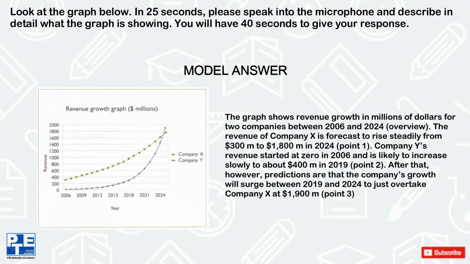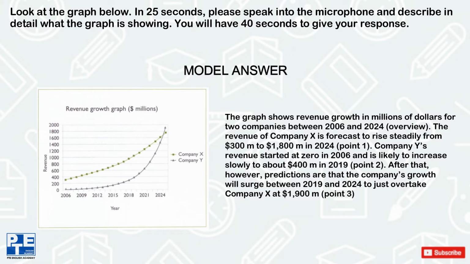The graph shows revenue growth in millions of dollars for two companies between 2006 and 2024. Overview. The revenue of Company X is forecast to rise steadily from $300 million to $1,800 million in 2024. Point 1. Company Y's revenue started at zero in 2006 and is likely to increase slowly to about $400 million in 2019.